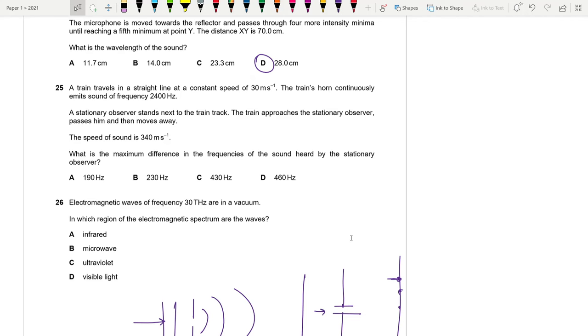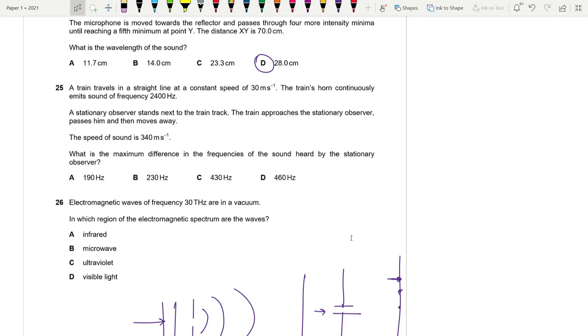A train travels in a straight line at a constant speed of 30 meters per second. The train's horn continuously emits sound of frequency 2400 hertz. A station observer stands next to the train track. The train approaches the stationary observer, passes him, and then moves away. The speed of sound is 340 meters per second. What is the maximum difference in the frequencies of the sound heard by the station observer?